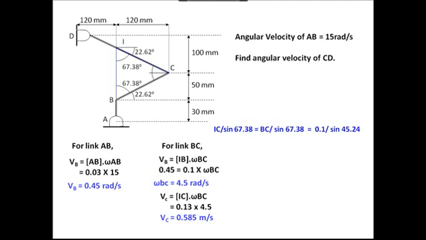Once we work out VC, we go to link CD. For VC, the instantaneous center is D, so VC is CD into omega CD. CD can be worked out from geometry as 0.26, and VC is already worked out as 0.85, so omega CD you get as 2.25 radians per second.